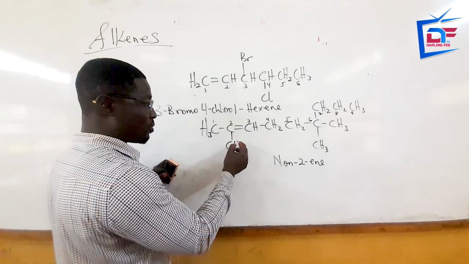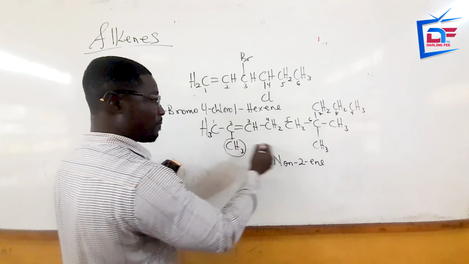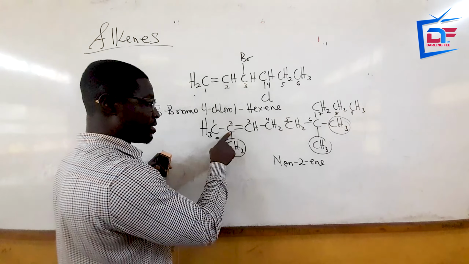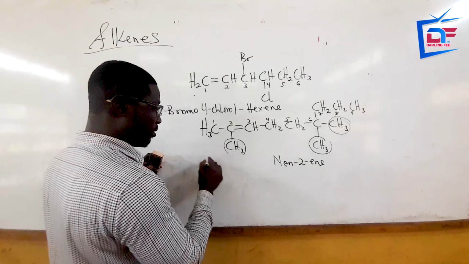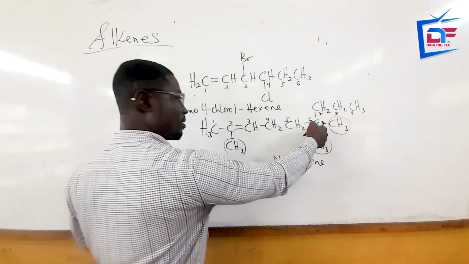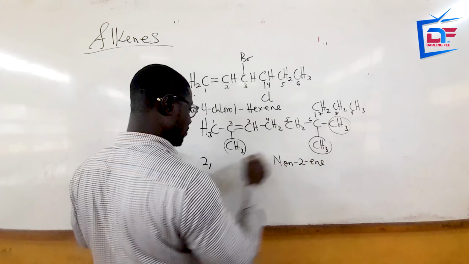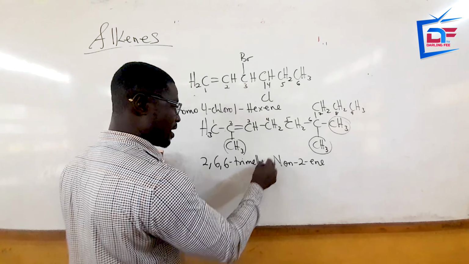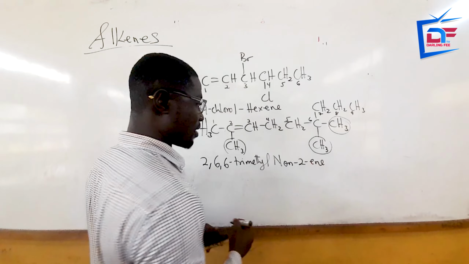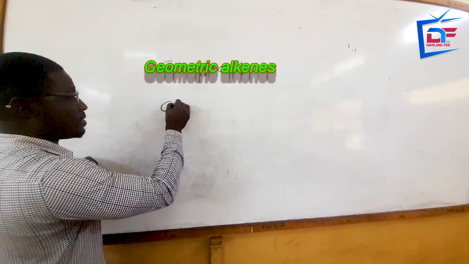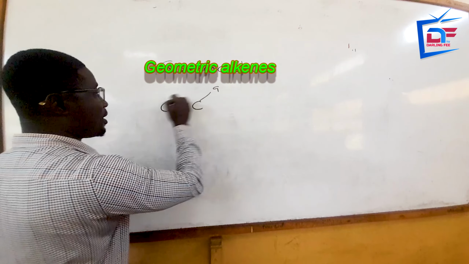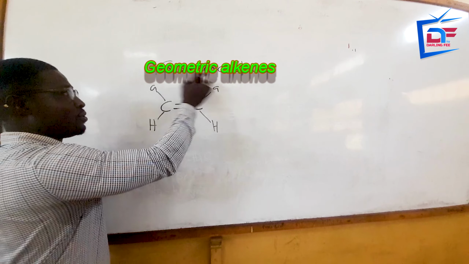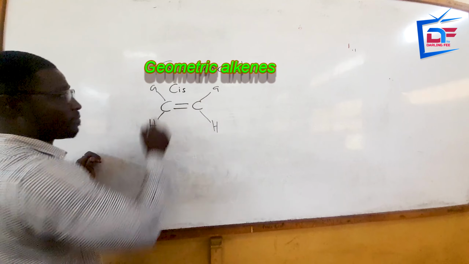But we still have substituents. We have one here, another one here, and another one here. This is the least number. So we have 2, comma, and when we get to 6, we have 2 of them. 6, 6, so 2,6,6-trimethylnon-2-ene. With the group here, that is H. That is giving you a Z.